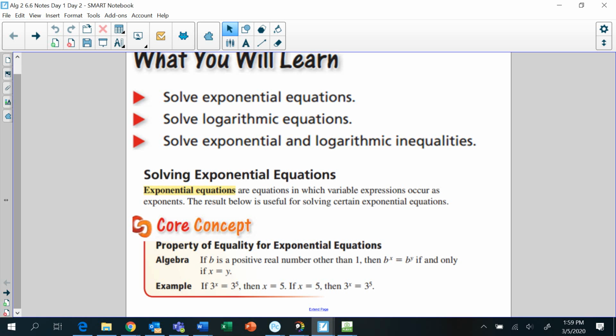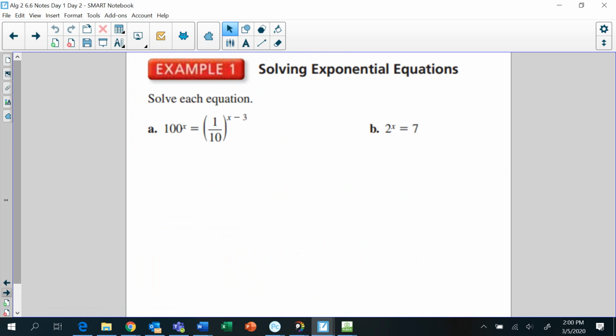All right, last section is 6.6. We're solving exponential equations and logarithmic equations at the same time. We're going to start with 100 to the x equals 1/10 to the x minus 3.